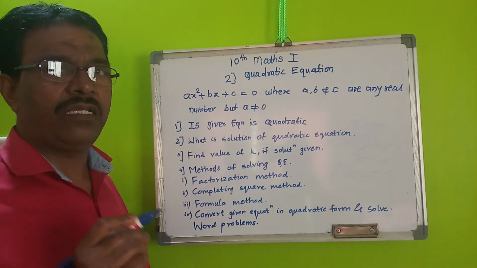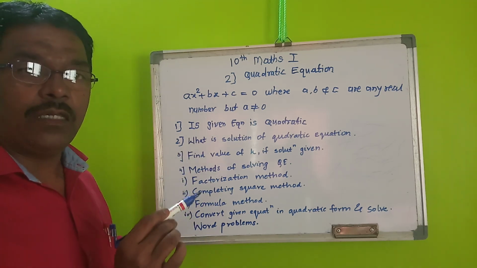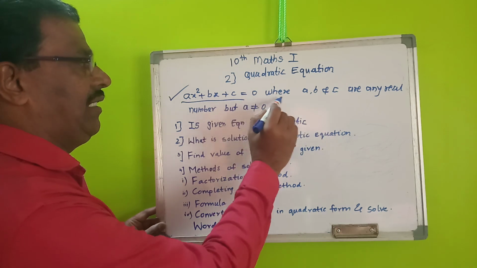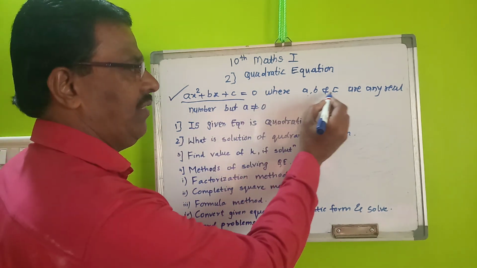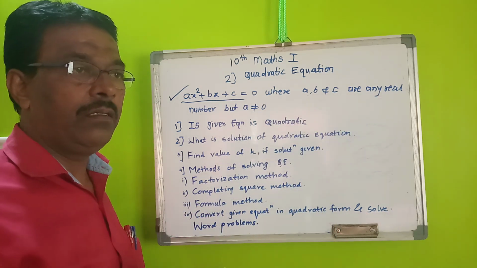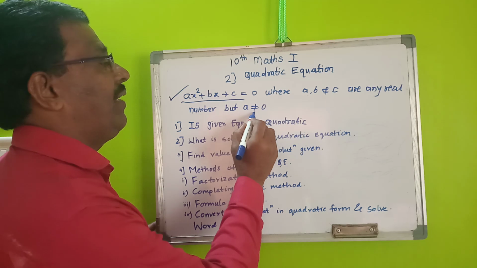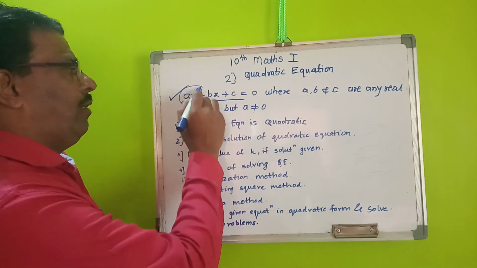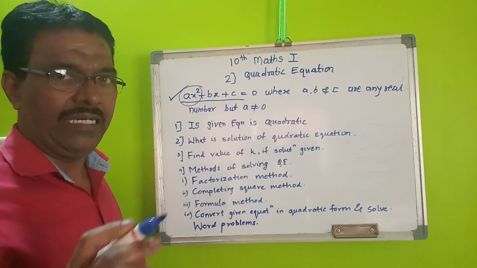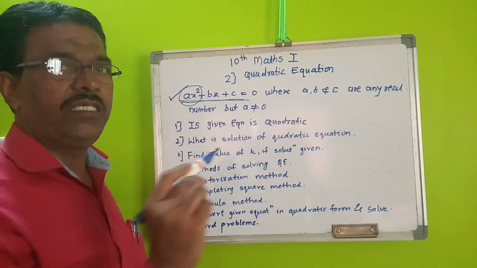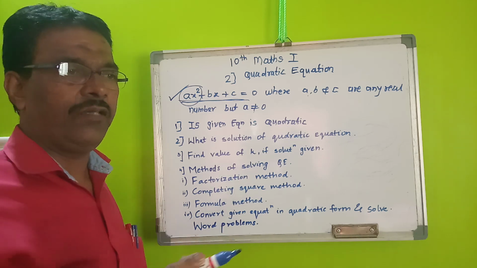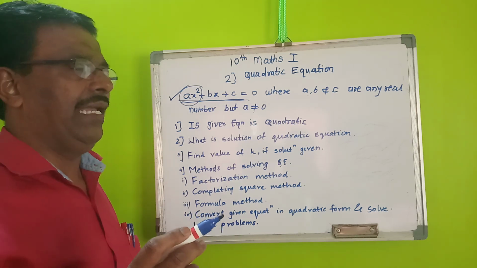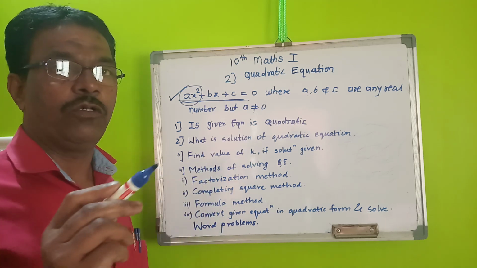Now we are going to study what is a quadratic equation. The equation which can be written in the form of ax square plus bx plus c is equal to 0, where a, b and c are any real numbers. But friend, here a may not be 0, because if a is 0, the whole term will be 0, then this is not a quadratic equation. So this is the general form or standard form of the quadratic equation: ax square plus bx plus c is equal to 0, where a, b and c are any real numbers, but a is not equal to 0.